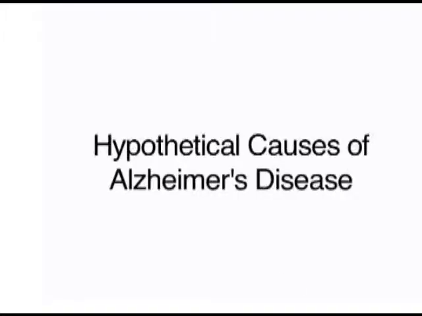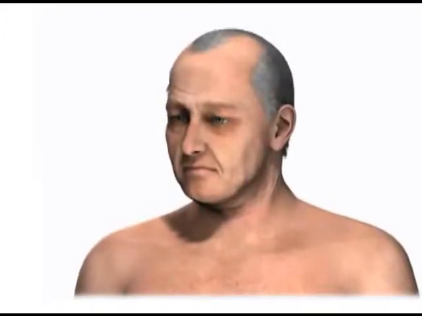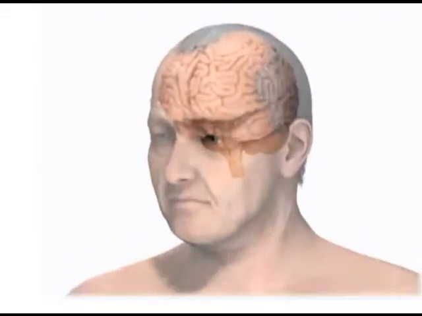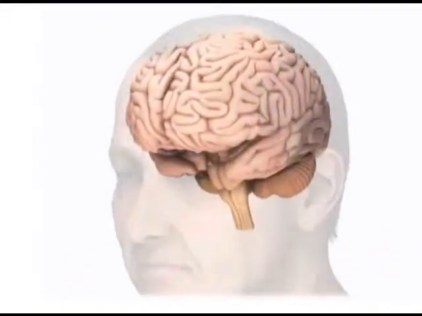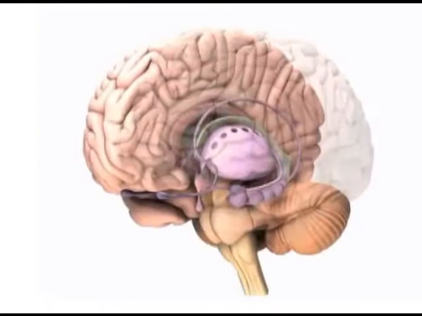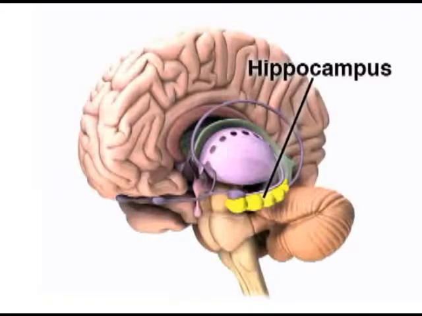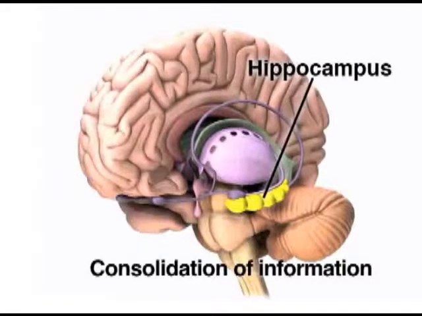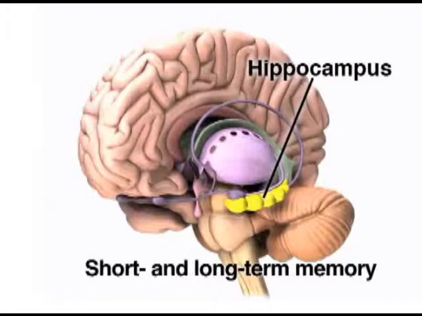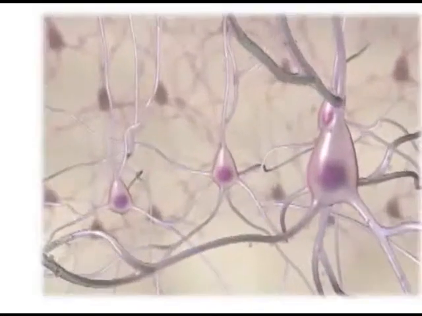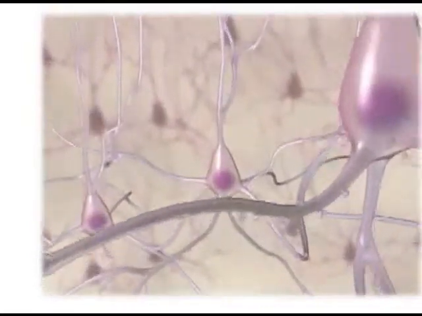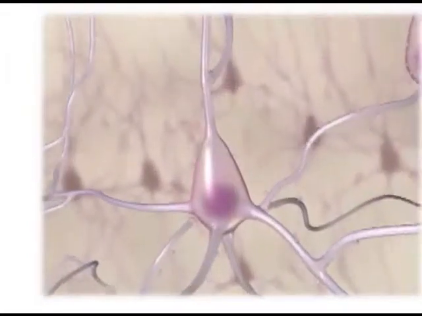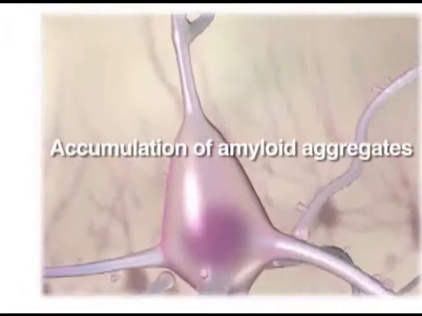Alzheimer's disease, the most common form of dementia, is characterized by progressive generalized deterioration of the brain. The hippocampus, a region of the brain responsible for the consolidation of information, spatial navigation, and the formation of short and long-term memory, is affected early in the course of the disease. The two most prominent theories about the mechanisms of Alzheimer's disease include the accumulation of extracellular beta-amyloid aggregates and the intracellular deposition of tau protein tangles in the brain.